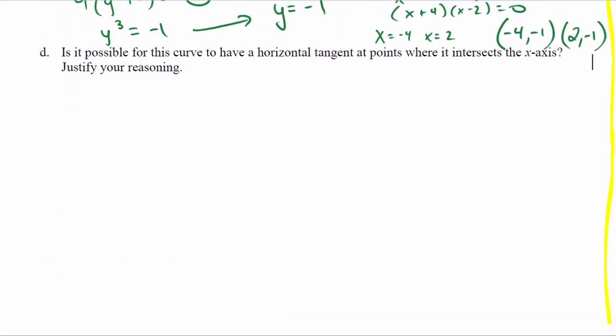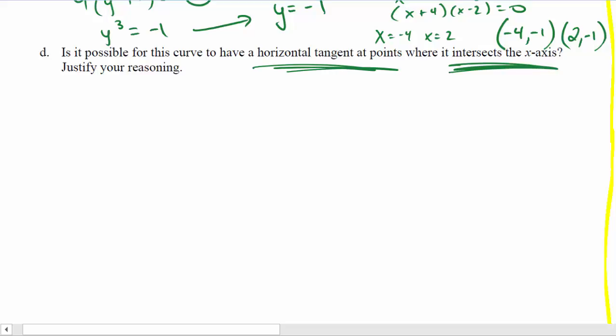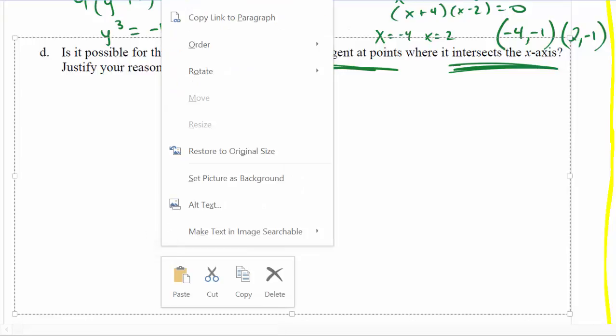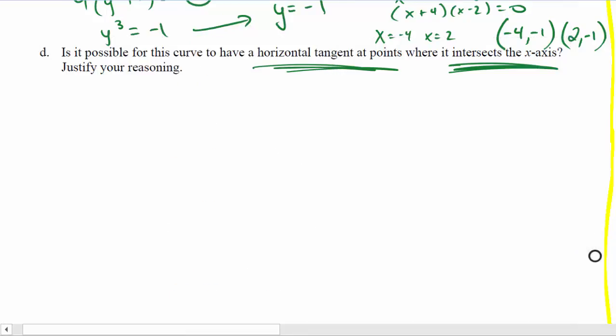All right, last. Is it possible for this curve to have a horizontal tangent? Horizontal tangent, that's important. It's not something you can overlook. It has to have horizontal tangents at points where it intersects the x-axis. If I take those two ideas and put them together, then actually it gives me everything I need to know. So this isn't something you should just read and overlook the big details. It's really important that you see horizontal tangents, which means dy/dx equals 0, and intersects the x-axis.